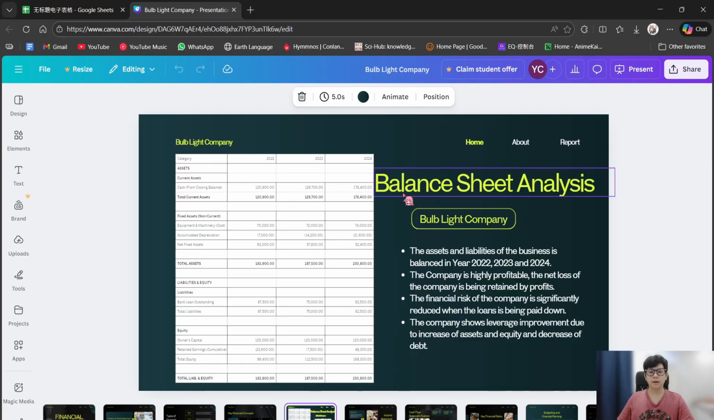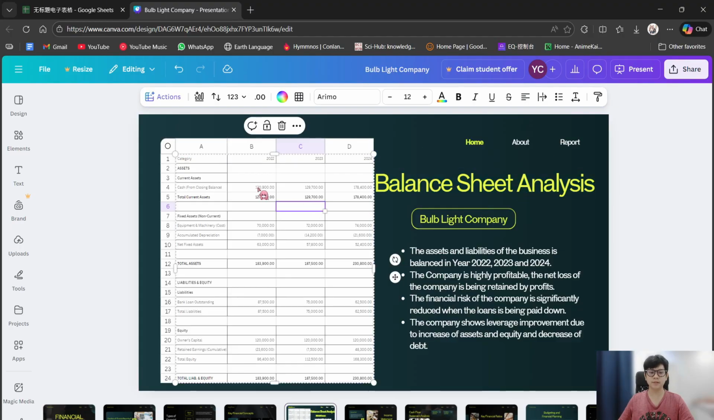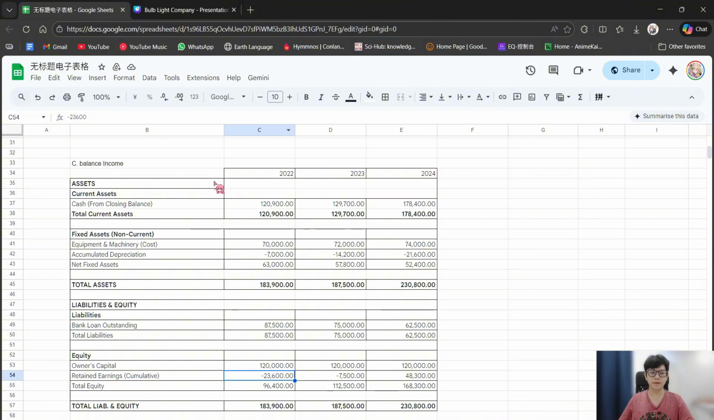Hello, my name is Yang, and I want to talk about our company, named Public Company, and the balance sheet analysis. This is our balance sheet, and you can see here clearly that our company's total assets and the sum of total liabilities and equity are the same in every year. That means that our balance sheet has no problem in it.